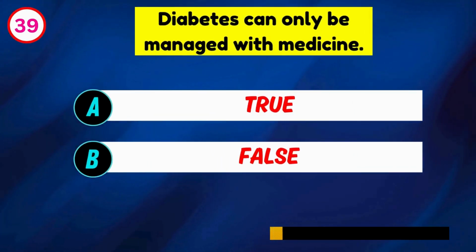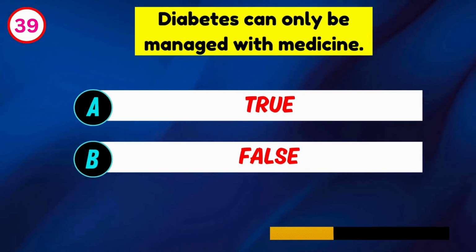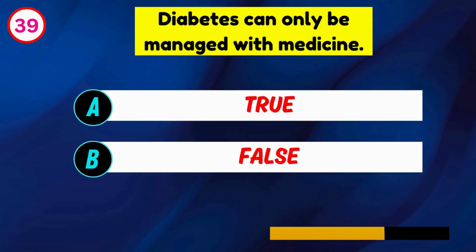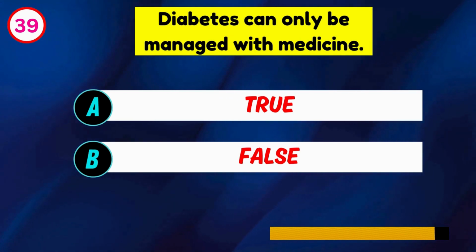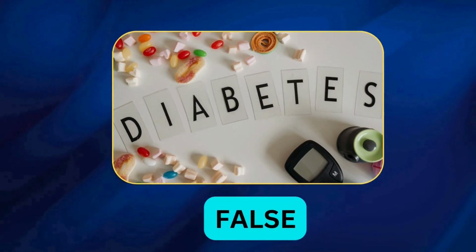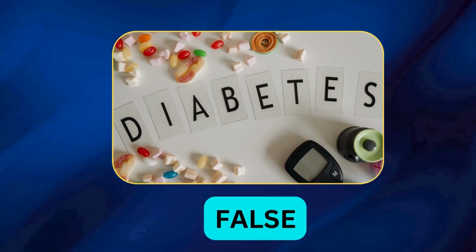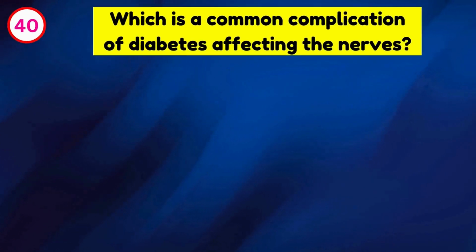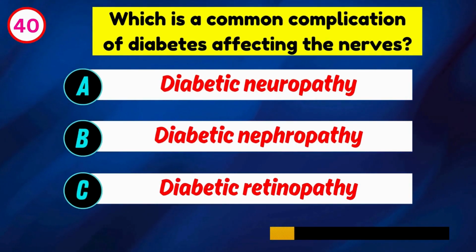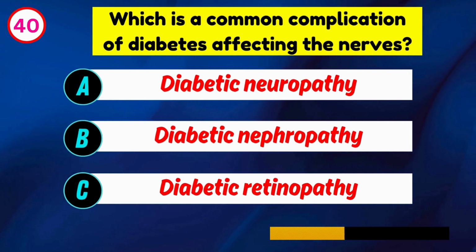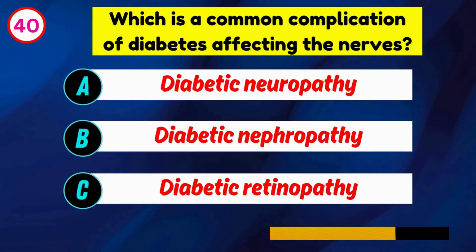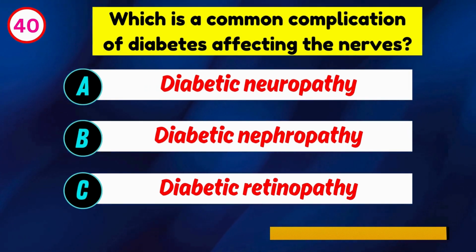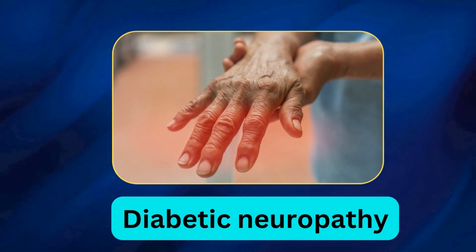Diabetes can only be managed with medicine. True or false? False. Which is a common complication of diabetes affecting the nerves? Diabetic neuropathy, diabetic nephropathy, diabetic retinopathy. Diabetic neuropathy.